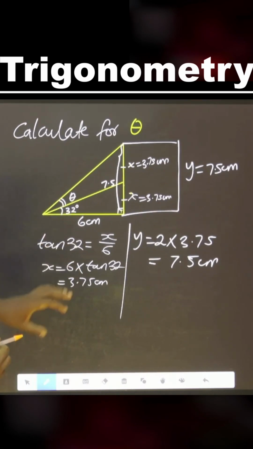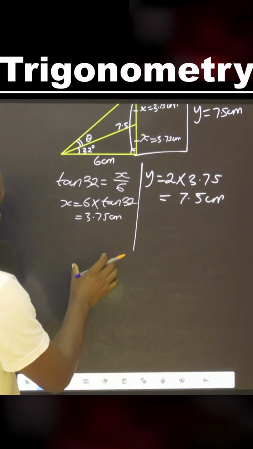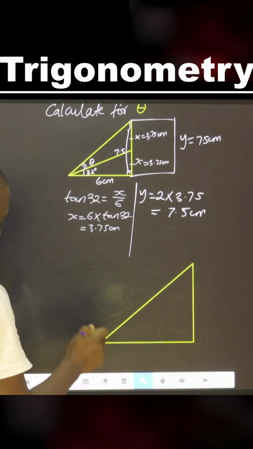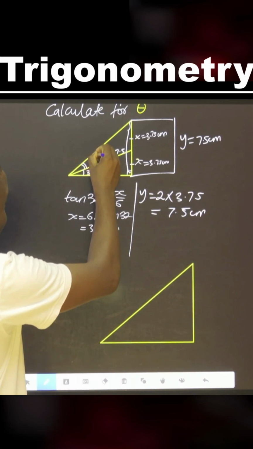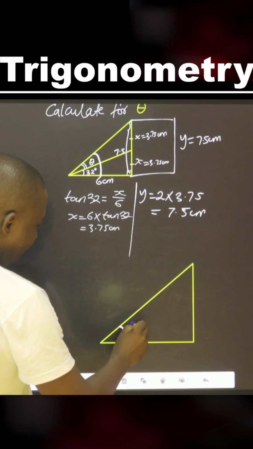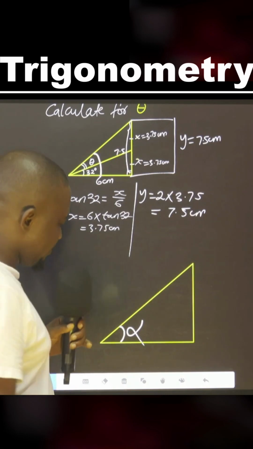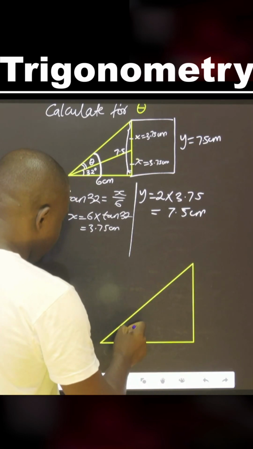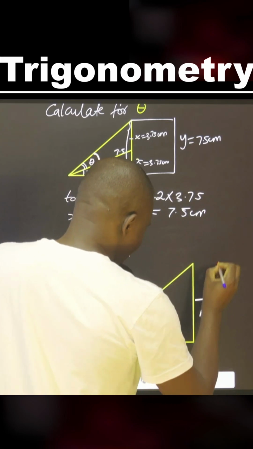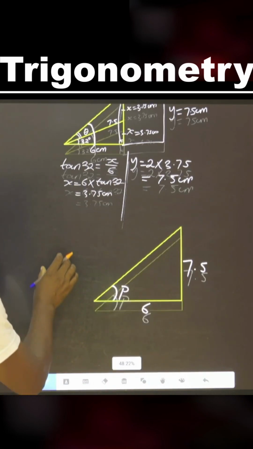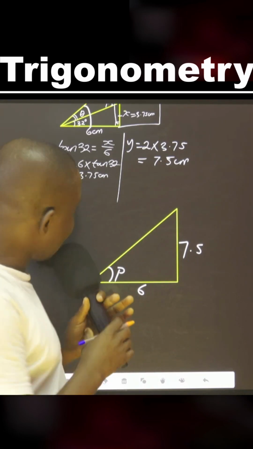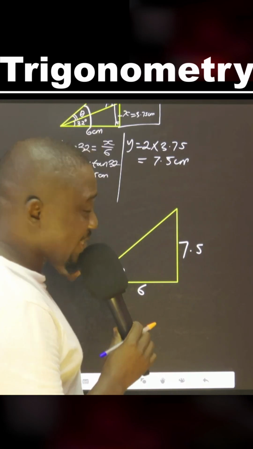So what we're going to do now is, we're going to redraw this. Let's redraw everything. So I'm going to call this entire angle, say, alpha. Okay? Or I can call it, let's call it P. We know this entire line as 7.5. We know this as 6. So we are looking for P now. I want to get P. Once I have the value of P, I will subtract 32 from it to have theta.